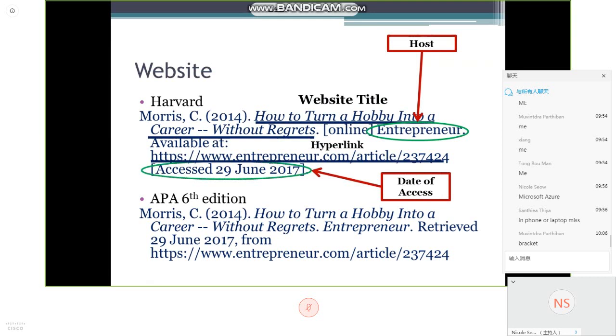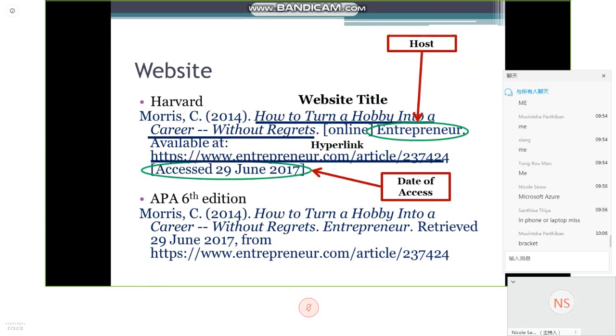Now, if you look at 6th edition, entrepreneur is connected and it is italicized. So if you're using 6th edition, it has to be like this. I'm not encouraging you to use Harvard because it gets pretty confusing because you have that solid square bracket around online. If you don't put that online word in, you can be penalized for plagiarism because it's not cited properly.